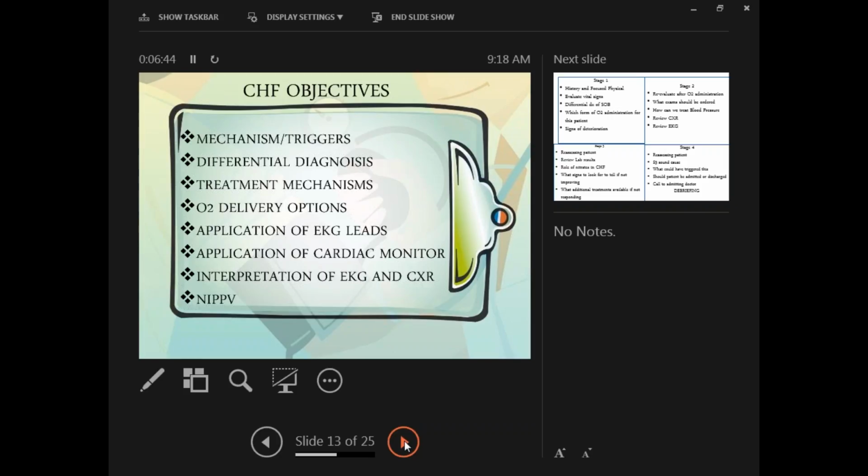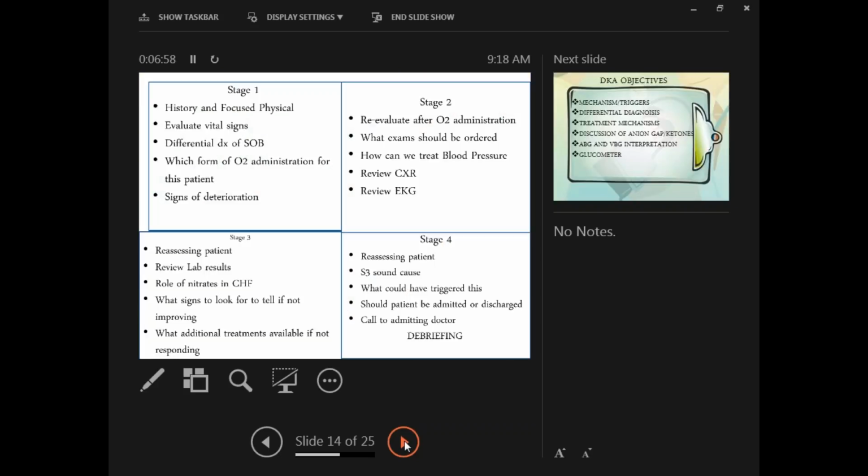And then the application of the cardiac monitor. So we have cardiac monitor leads in all the rooms, and I'll show you the landmarks of that. In this case, they should be interpreting the EKG, interpreting the chest x-ray, and discussion of BiPAP, more in this case than the asthma case.